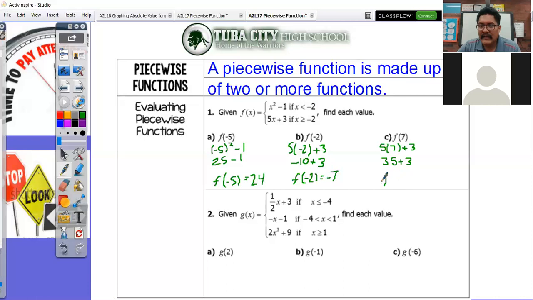So in this case here, f of 7 is 38. Yeah, that looks about right.